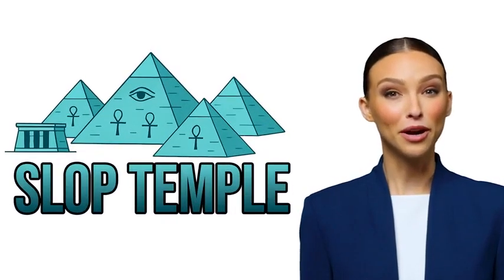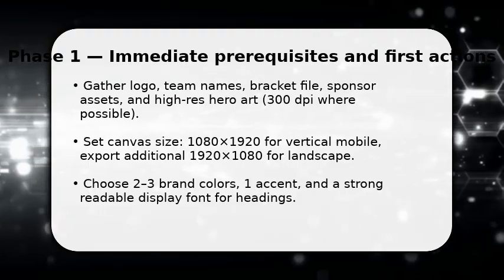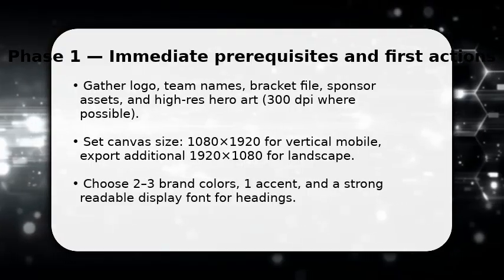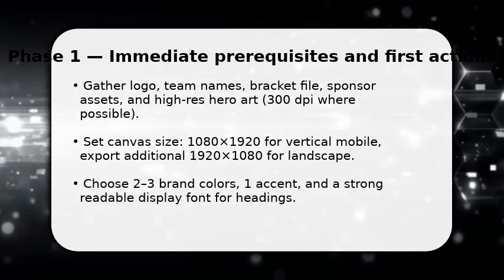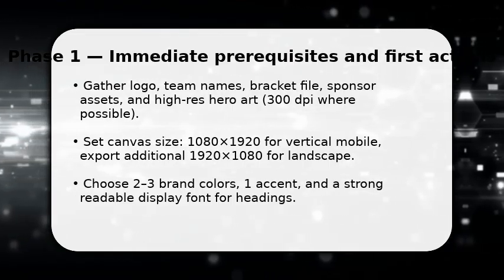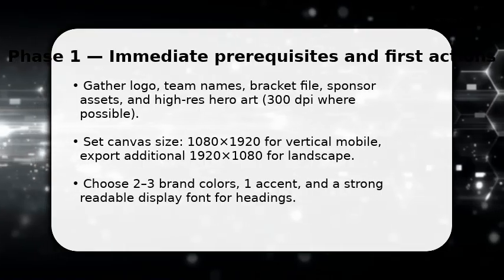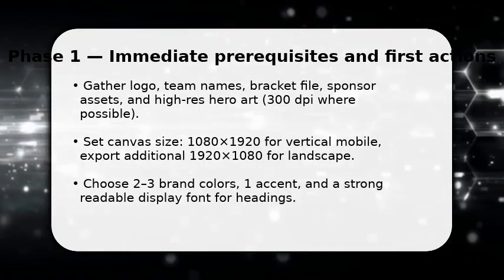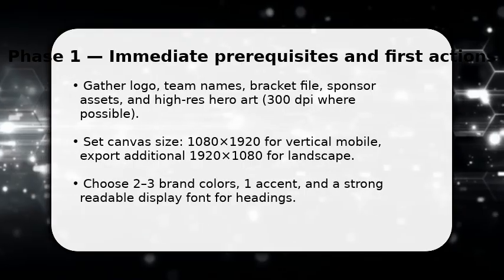We pray this video helps. You begin by collecting essentials: logos, sponsor art, team names, bracket details, and a high-res hero image right away. Once assembled, create your canvas size, 1080 x 1920 for mobile, plus 1920 x 1080 for landscape export, so you design to scale.